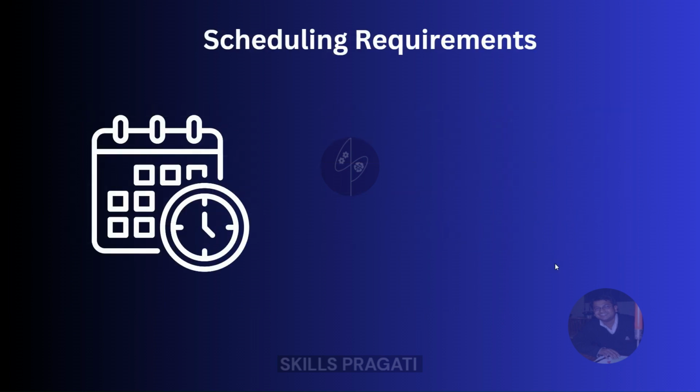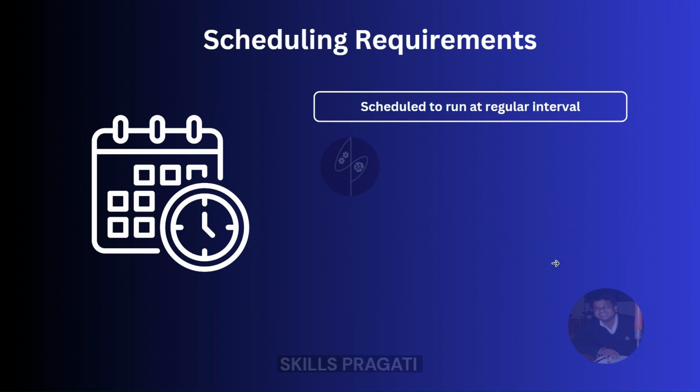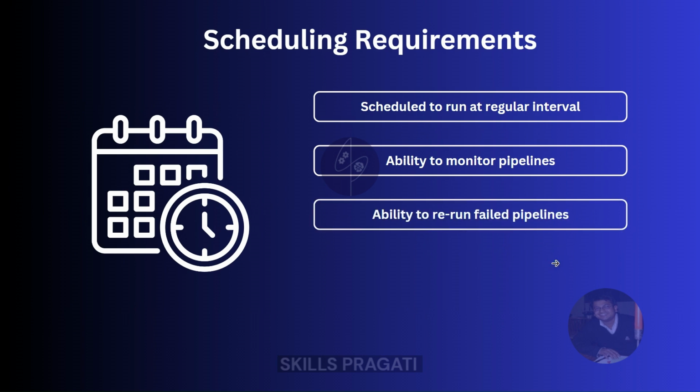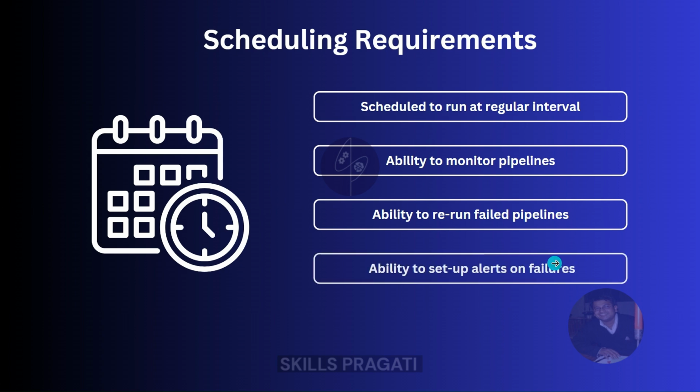Finally, let's go through some non-functional requirements. We want to schedule the pipeline to run at regular intervals. We want to have the ability to monitor the status of the pipeline executions, rerun failed pipelines, as well as the ability to set up alerts on failures. And that's the end of the requirements we've got.